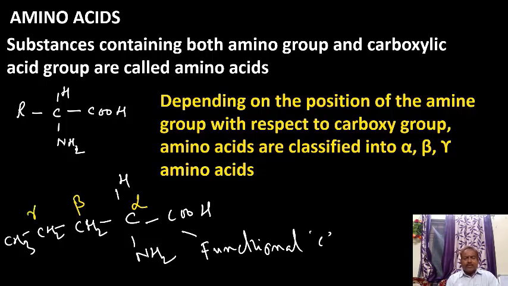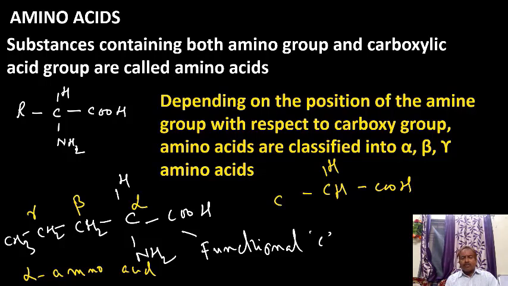Now in this particular substance, the NH2 group is present on the alpha carbon, therefore this is an alpha amino acid. If the amine group is present here, let us take this example: H, H, COOH, this is CH, and of course here NH2, and here hydrogen. So the amine group is present on the beta carbon, therefore this is a beta amino acid.